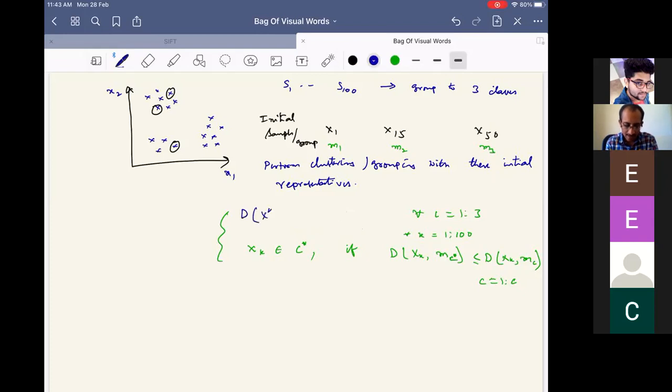D of xk comma mc, when I write, what does it mean? Norm of xk minus mc, whole square. Hope you people know that.